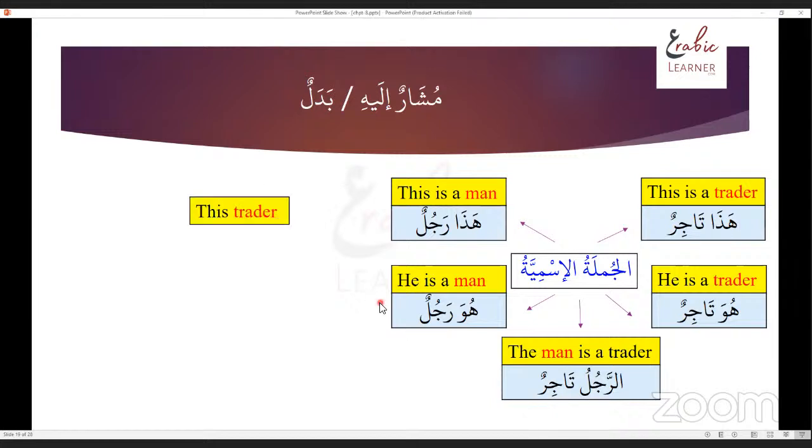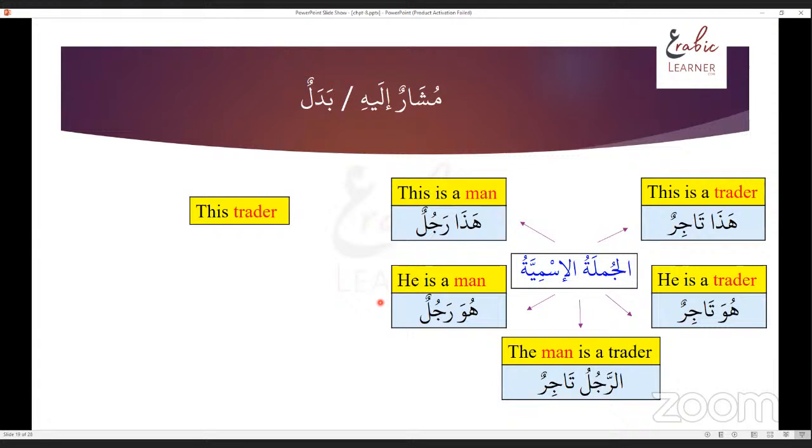Now, this trader. First of all, tell me, you don't need to translate. Is it a jumla or is it murakkab? Murakkab means a phrase in which the meaning is not complete. This trader, this is a phrase or fragment. That is true. Okay? This trader. So the meaning is not complete. Now, how will you say this trader?